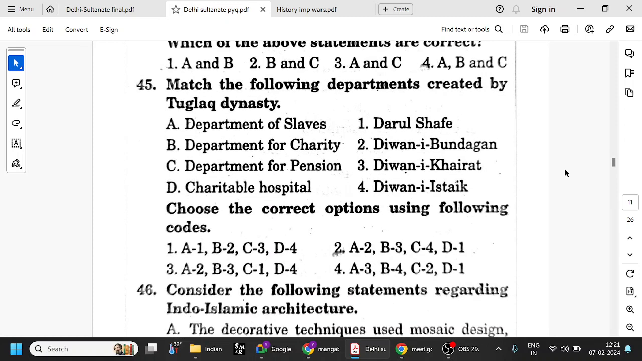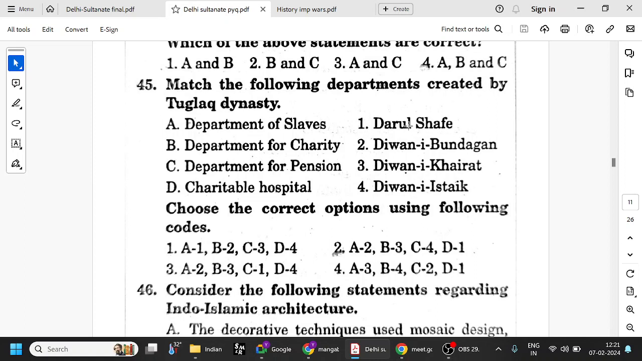So, match the following departments created by the Tughlaq dynasty. Let us see. Department of Slaves is Bandagan. So, it makes sense, Bandagan, obviously, slaves. And Department of Charity is Diwani Khairat. Remember that. Department for Pension is Diwani Istai. And next, Charitable Hospital is Darul Shafiq.